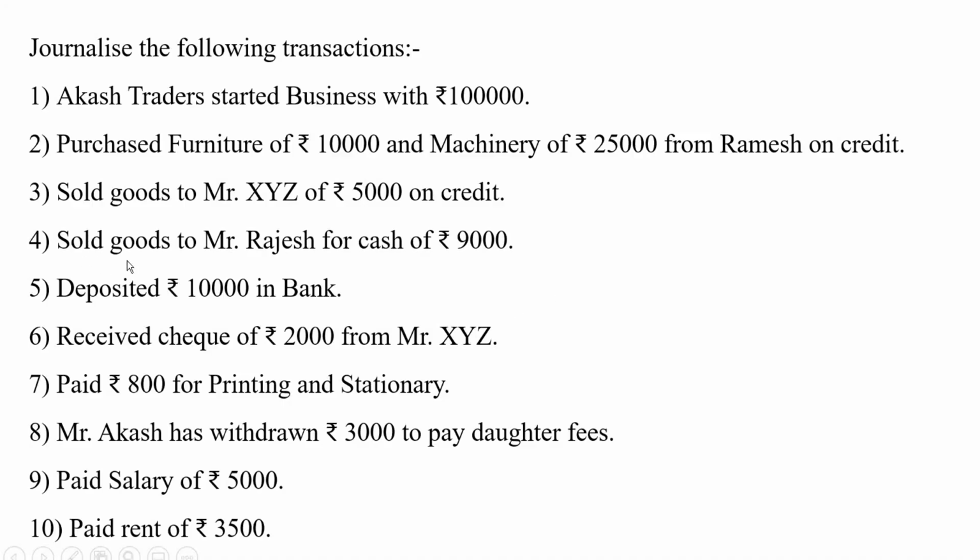Next transaction, sold goods to Mr. Rajesh for cash of rupees 9,000. This is in the form of cash. This can be recorded either in the sales voucher or in the receipt voucher. Let's see this particular recording in Tally.